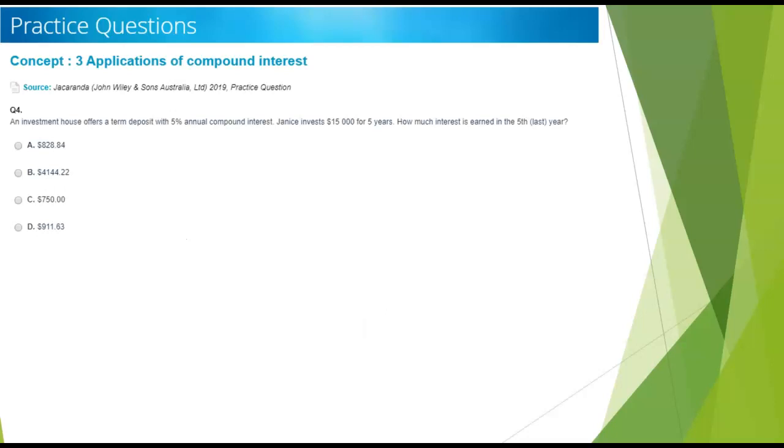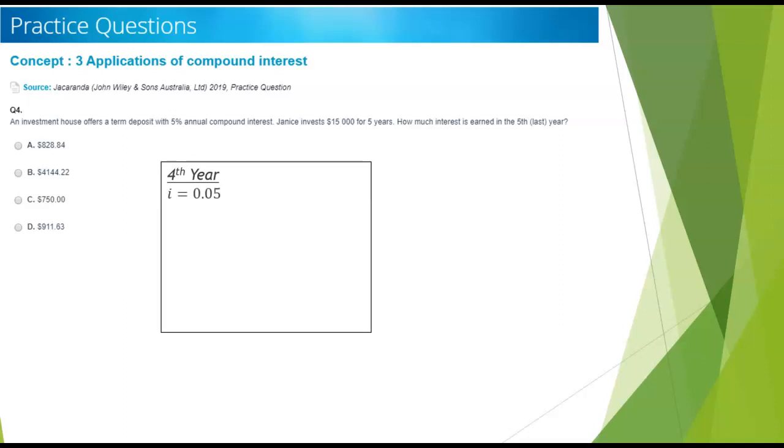Question 4. An investment house offers a term deposit with 5% annual compound interest. Janice invests $15,000 for 5 years. How much interest did she earn in the last year, the 5th year? So to do this, we need to work out how much interest she earned in the 4th year and how much interest she earned in the 5th year after 5 years and take them away.